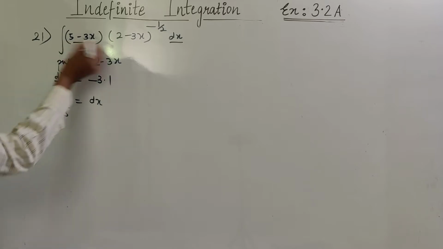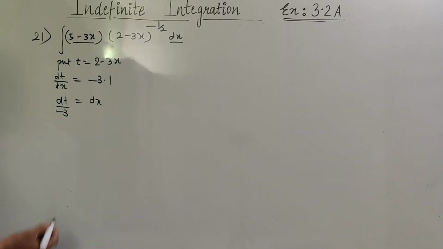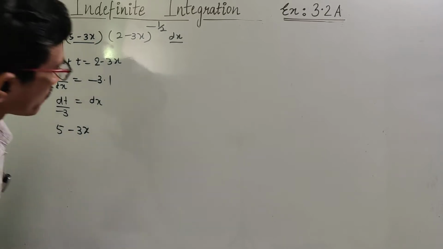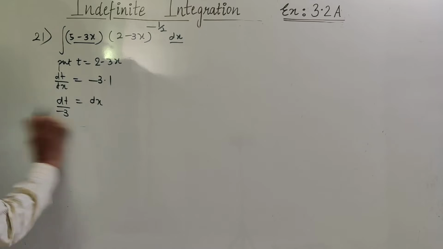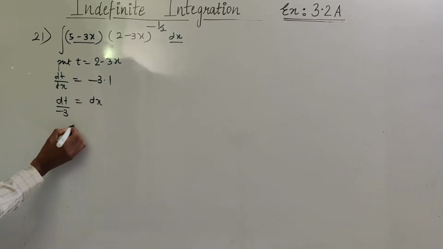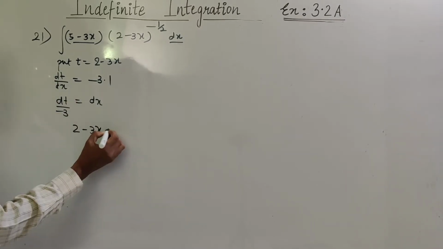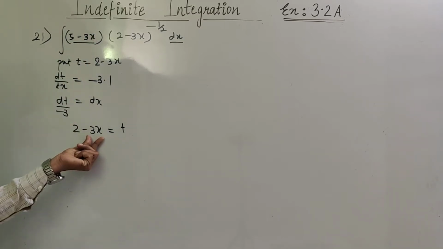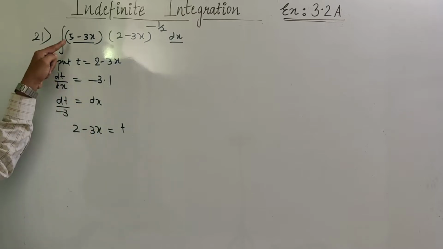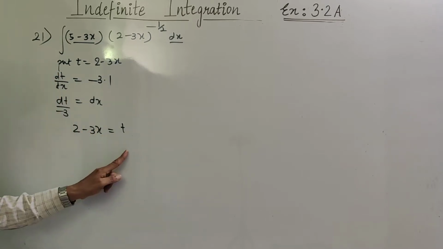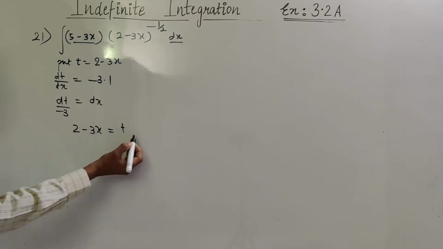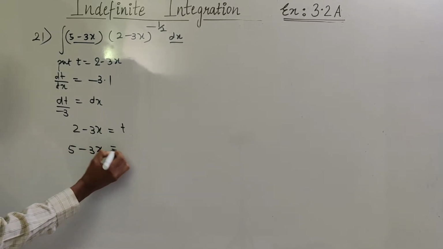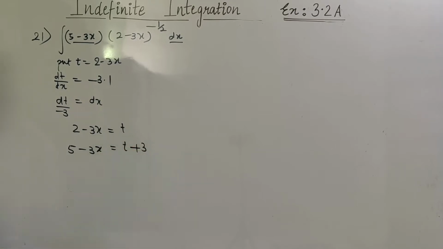Then 5 minus 3x we want to express in terms of t. Here we have 2 minus 3x that is equal to t. अभी आपको फॉर्चुनेटली यहाँ पे minus 3x है, यहाँ पे भी minus 3x है. सो खाली 5 लाने के लिए आपको दोनों साइड में 3 ऐड करना होगा. So we will add 3 both sides. So this gives 5 minus 3x will be equal to t plus 3.